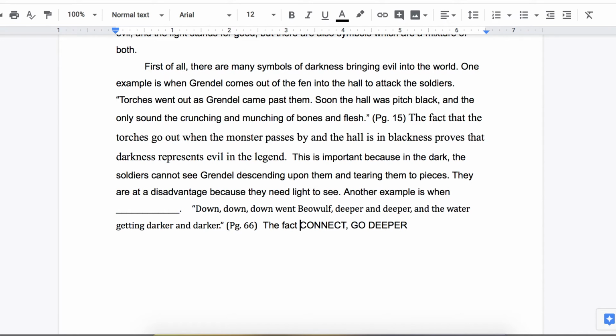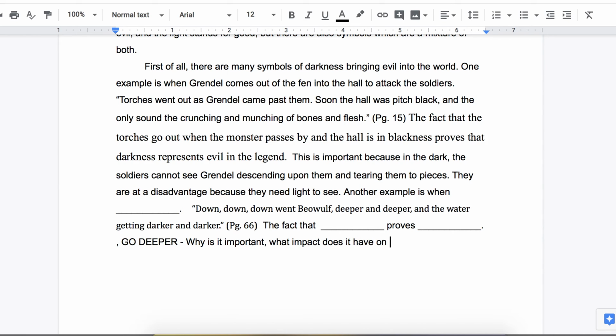The fact that, and then you say what it is in the quote, proves, and then you connect that to your claim. And then you would be done with the connect. And then you would want to go with the go deeper, which is where you explain why it is important, what impact it has on the future. Okay, so you need to go ahead and do the context, evidence, connect, and go deeper today.